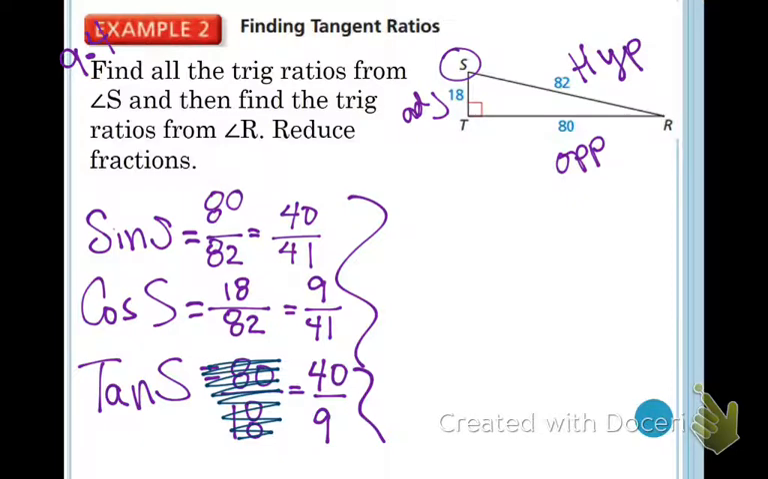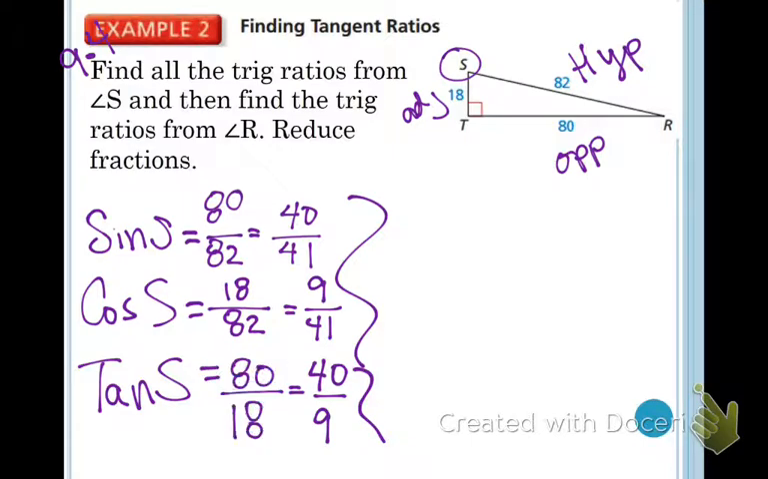Later on, what we're going to do, you're going to see an equation that looks like this. Tangent of S equals 40 over 9. A lot of you see that there's a button on your calculator. That button would help you solve for angle S. So if you write it as an improper fraction, your calculator is going to say, try again, because that doesn't work. That makes sense?